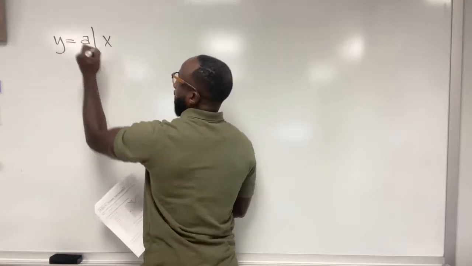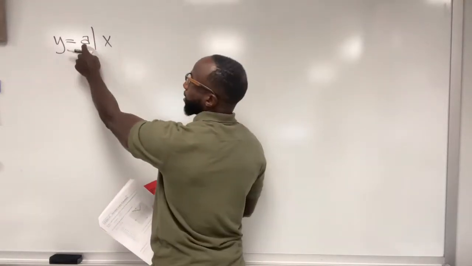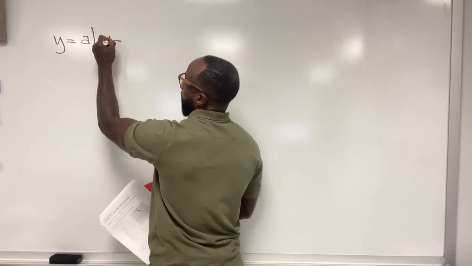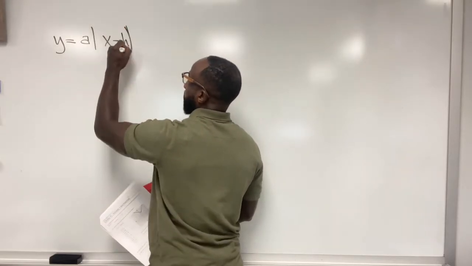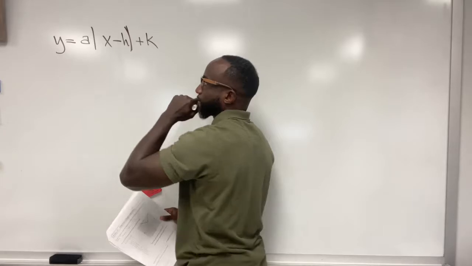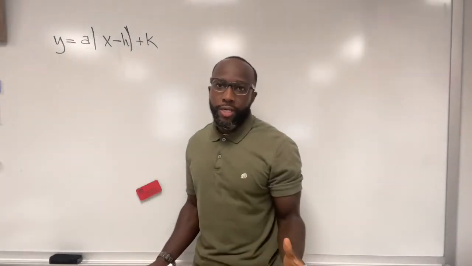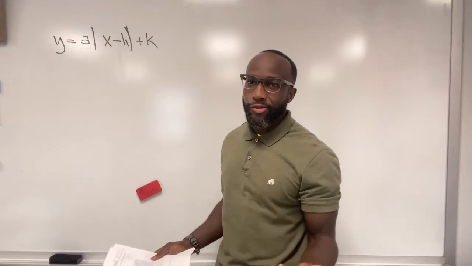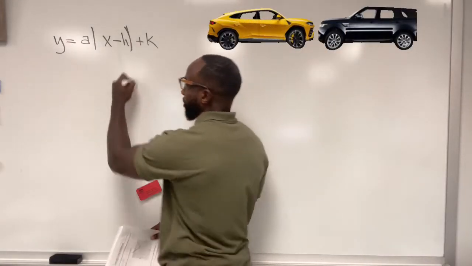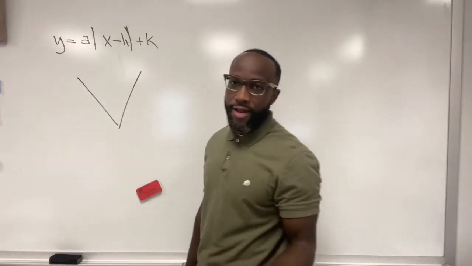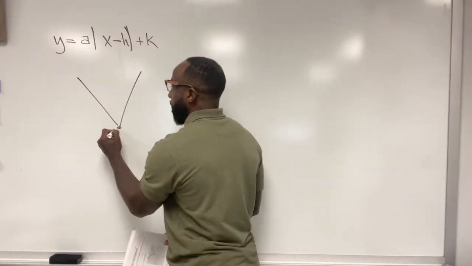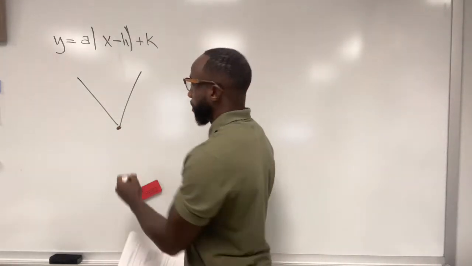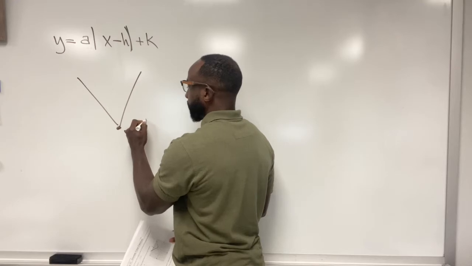y equals a, and we're going to put an a on the outside of the absolute value bars, minus h, plus k. What's going on essentially is that in the absolute value function, you have two lines running into each other in opposite directions. So they look like V's. Absolute value functions are V's, and they meet at what we call the vertex. This right here is the vertex.